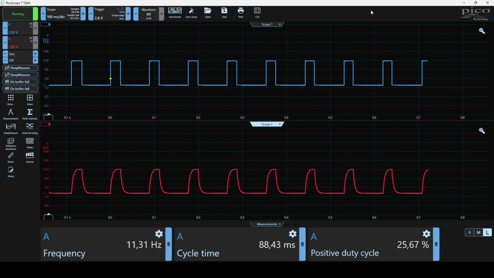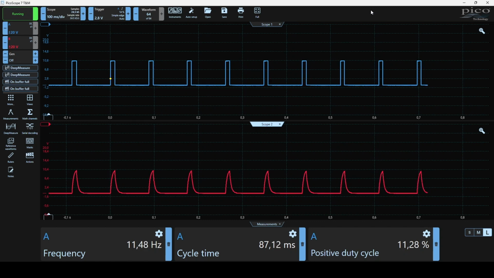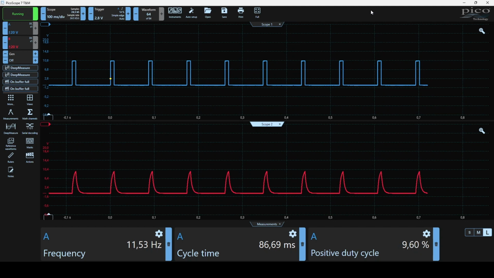In parallel, we can also see that the capacitor has less and less time to charge. Now, at this 10% duty cycle, it can no longer charge to anywhere near its maximum voltage. Am I right? Yes. And we also hear that the beeps have become quite short.